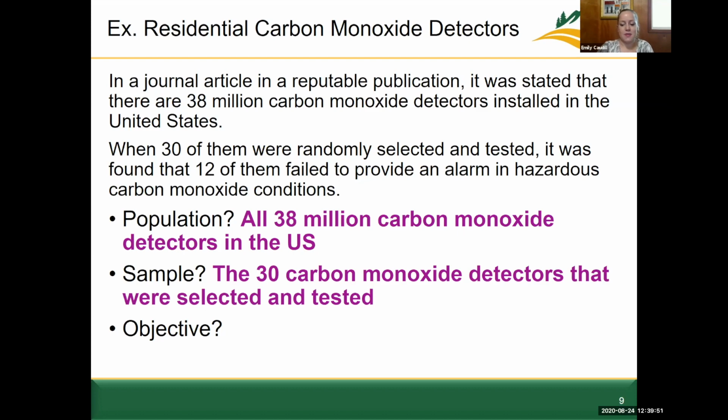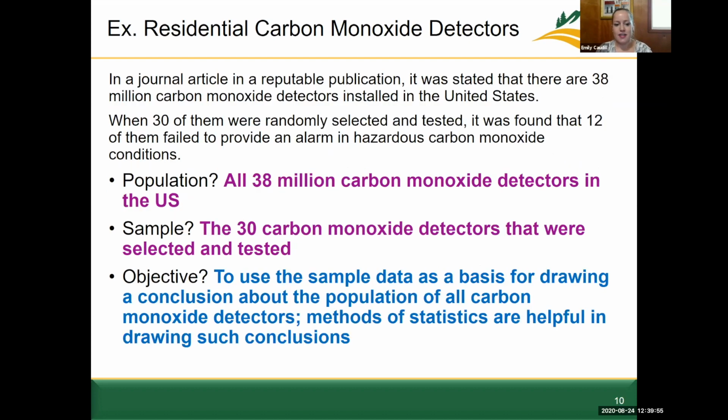Okay, and then we can think about an objective here. So this is how we think of populations and samples. The objective is to use sample data as a basis for drawing conclusions about the population as a whole, of all the carbon monoxide detectors. And then methods of statistics are helpful in drawing such conclusions.